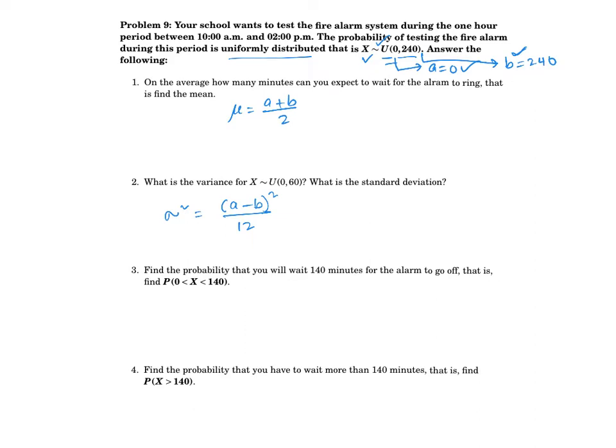Find the probability that you will wait 140 minutes for the alarm to go off. That is, find the probability that 0 is less than x is less than 140. Remember, for uniform distribution, probability is constant. So let's say this is 10 a.m. and this is 2 p.m. Let's divide it into hours and minutes. This is 1 hour, 60. This is 2 hours, 120. 140 would be right here.